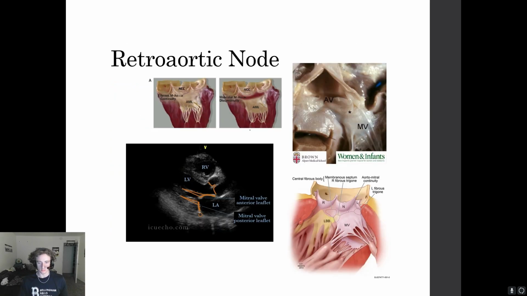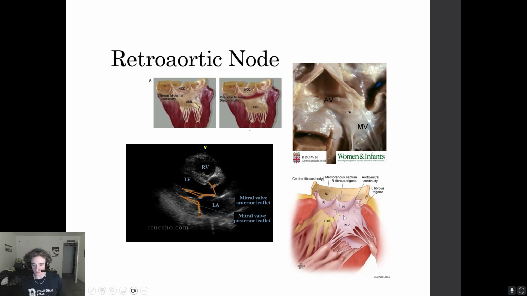So if we look, I've got a couple pictures here. Right here, what's the asterisk? It's this fibrous part between the mitral valve and the aortic valve, right? So again, you can see this, it's called the aortomitral continuity. But it's essentially where there's this mitral valve and the aortic valve, specifically the non-coronary cusp.